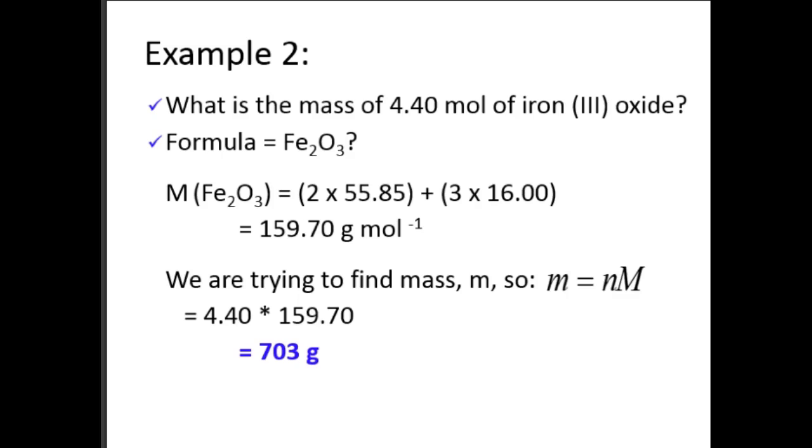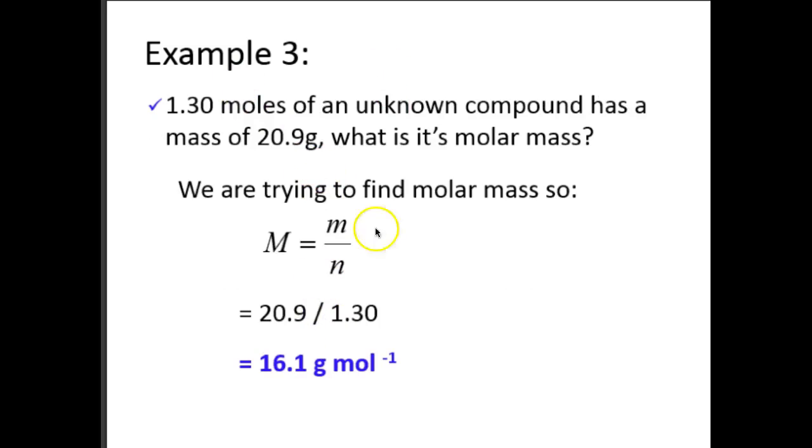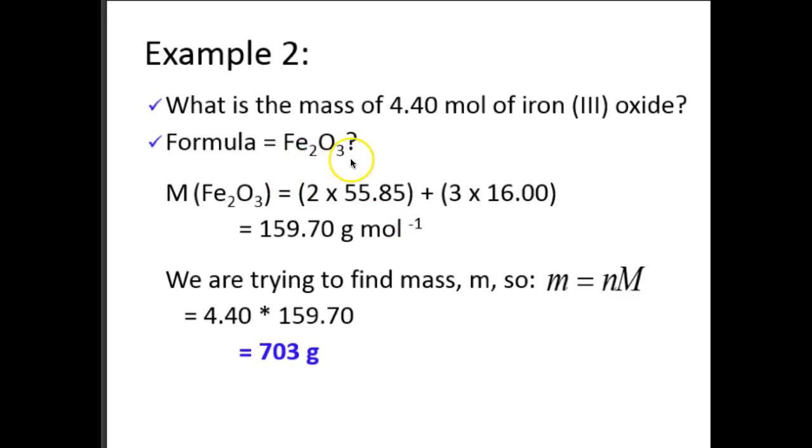Next, what's the mass of 4.40 moles of iron 3 oxide? So now we want to know what's the mass. So we rearrange our equation to M equals moles times molar mass. So you would take your moles, 4.40, and you multiply by the molar mass. To find the molar mass, you had to add up Fe2O3. How did you get Fe2O3? Well, you were given the formula iron 3 oxide. Iron is +3, oxygen is -2. When you balance your charges or crisscross, you get Fe2O3. So our final molar mass is 159.70. That gets multiplied by your moles, which was 4.40.